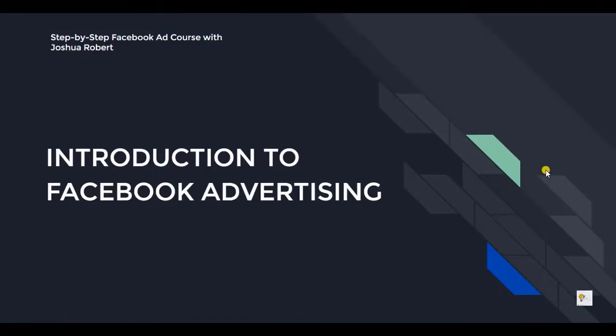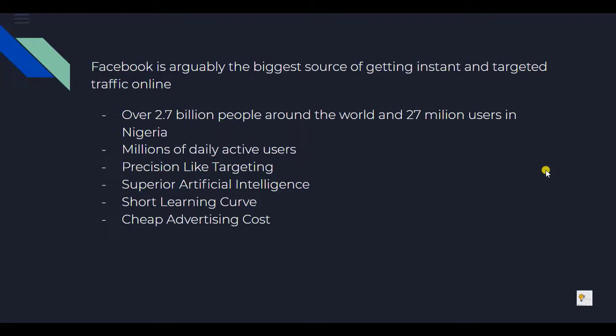Introduction to Facebook advertising. In the world, Facebook is arguably the biggest source of getting instant and targeted traffic online. This is why you need to use Facebook advertising, because it is the biggest online platform we have all over the world. Now let's look at the other advantages Facebook has. Facebook has over 2.7 billion people presently, as at the time I am recording this, around the world, and 27 million users in Nigeria.